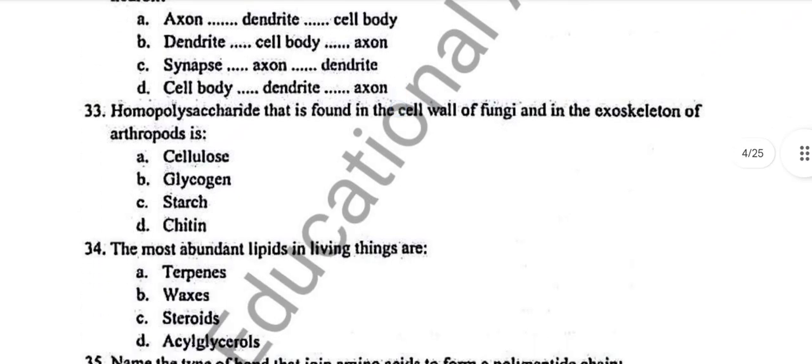Question number 33. The homopolysaccharide that is found in the cell wall of fungi and in the exoskeleton of arthropods is A. Cellulose, B. Glycogen, C. Starch, D. Chitin. And the correct option is D. Chitin.